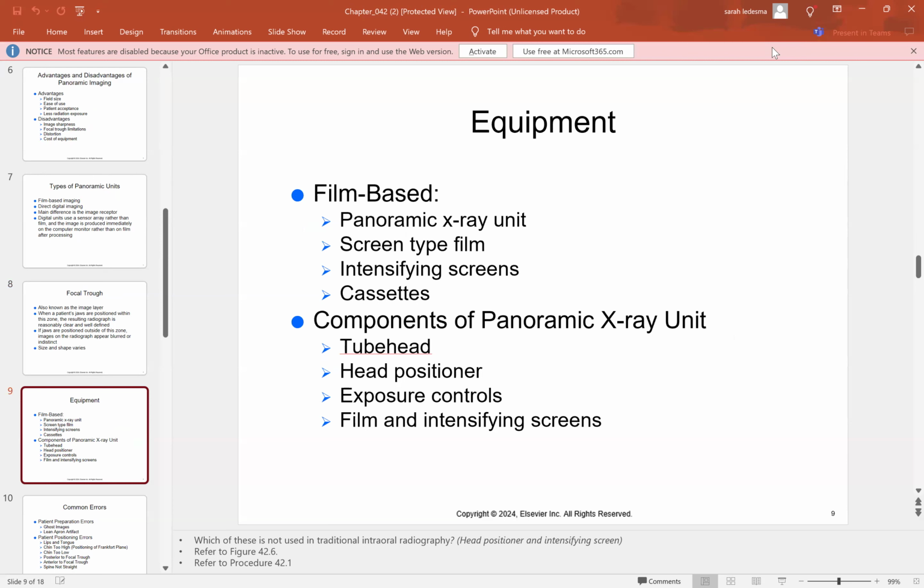Equipment includes, with film-based panoramic X-ray unit, screen-type film, intensifying screens, and cassettes. Components of panoramic X-ray unit include the tube head, positioner, exposure controls, film and intensifying screens.